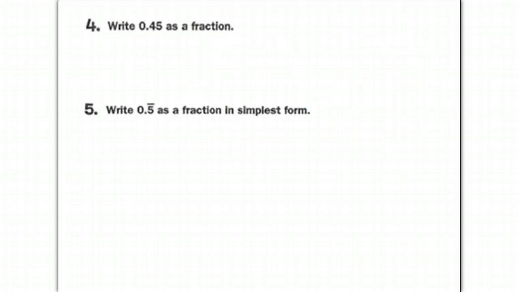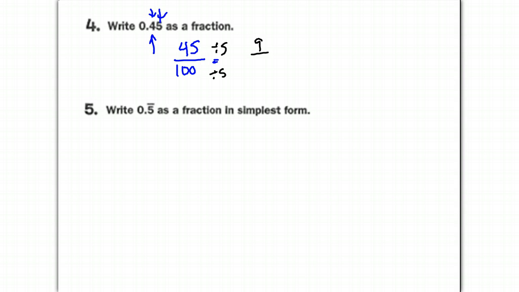Now the next thing we'll do is write 0.45 as a fraction. Once again, think about the tenths, hundredths, thousandths places. This is actually 45 over, and this is the hundredths place, so it's 45 over 100, and we'll simplify that. We'll divide each by 5 and get 9 over 20, I believe, and that's the simplest form of that number.